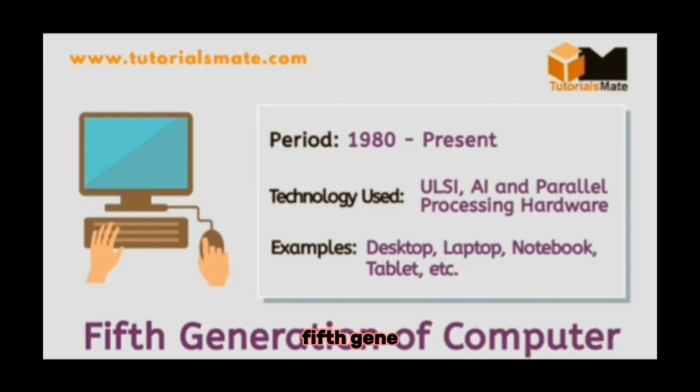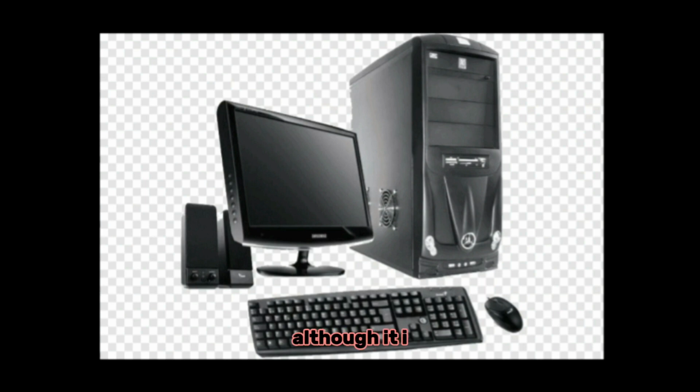Fifth generation computer is assumed to be the ultimate revolutionary dominance over all other technologies to date. Although it is still in its development stage, the ULSI and superconductors provide a promising future for technology.